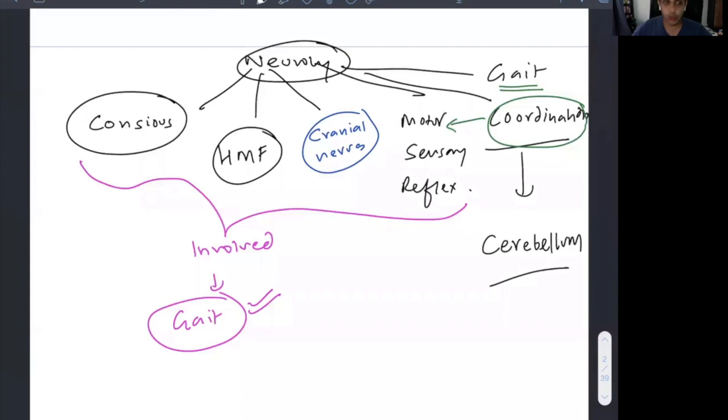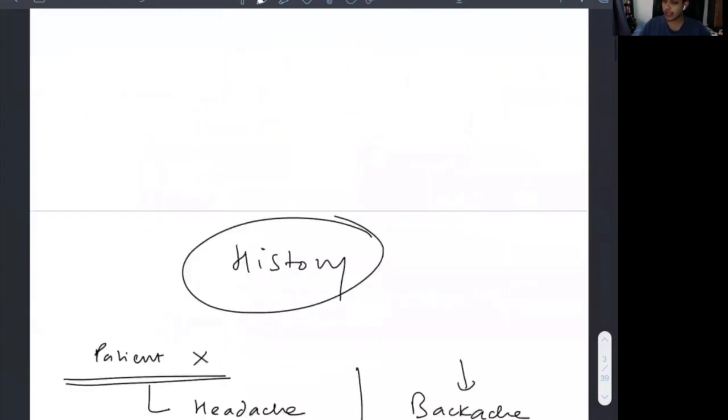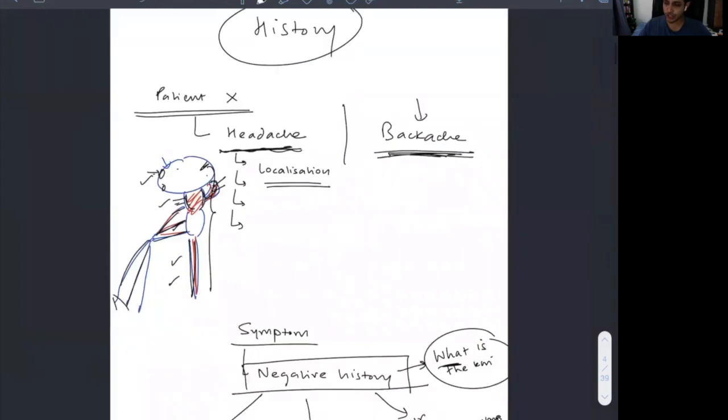Okay. So we spoke about the different steps in which you examine a neurological case. You see consciousness, high mental function, cranial nerves, motor, sensory, reflex, coordination, and gait. Then we talked about the importance of history taking.